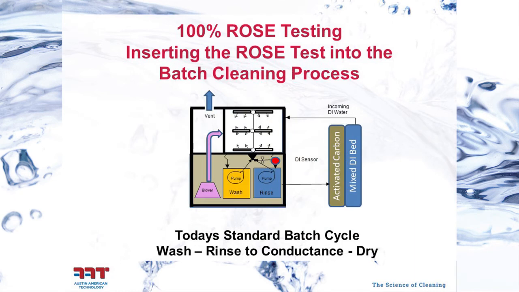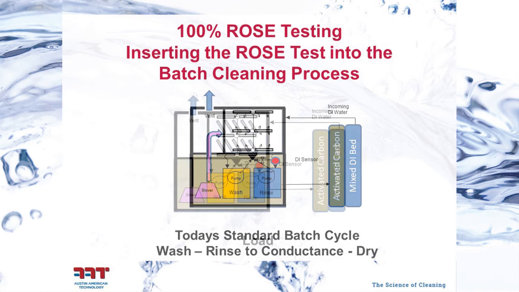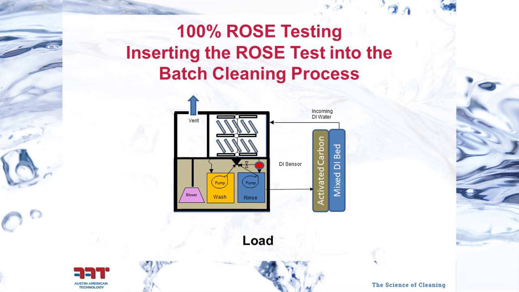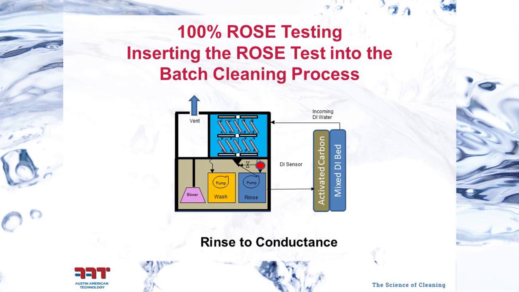100% ROSE testing. This is how it works in a batch machine. You can basically see that you have your cleaning cycle. You're going to load the machine, and the reason we go through this is that loading is actually very important when it comes to cleaning and rinsing resistivity. So you load, you can see we have a full chamber there. Then of course it goes into its wash section, so your chemistry is pumped in and actually cleans. Your rinse to conductance is the next step, where you're putting in fresh DI water, so it goes through activated carbon first, mixed bed DI, and then goes back into the machine. And we continue to perform those rinses until we reach a set resistivity.